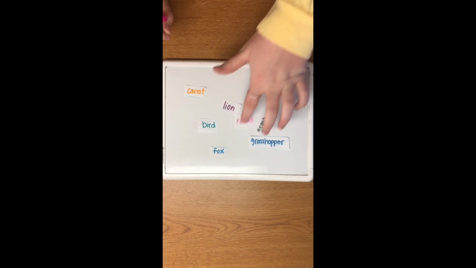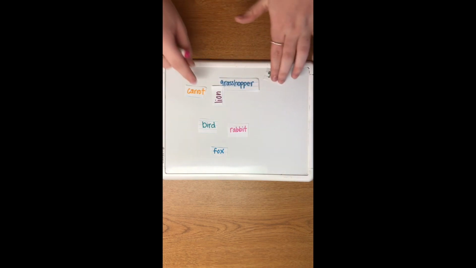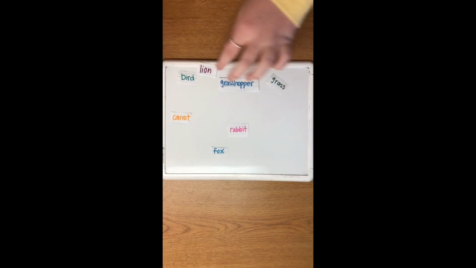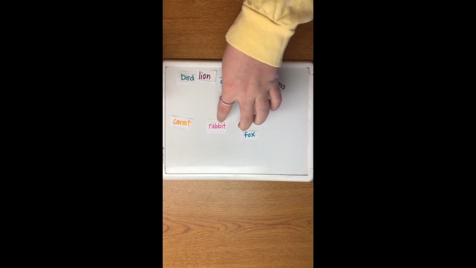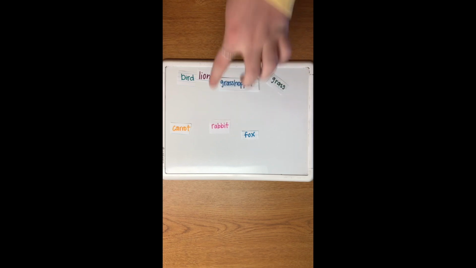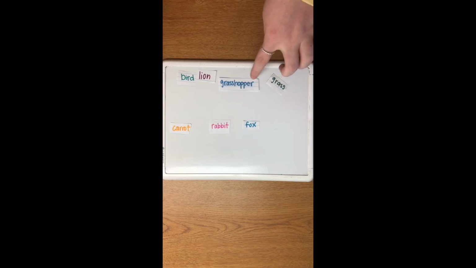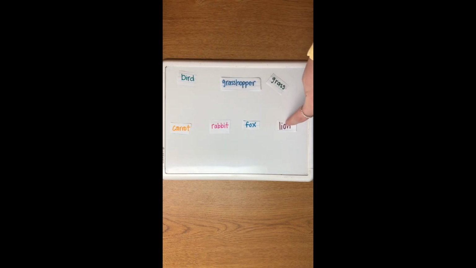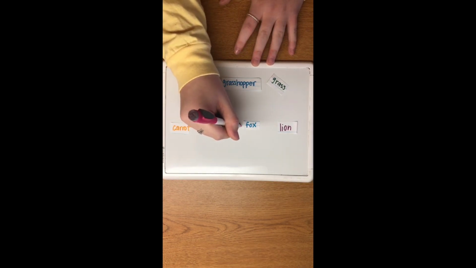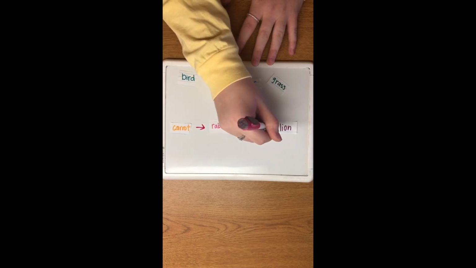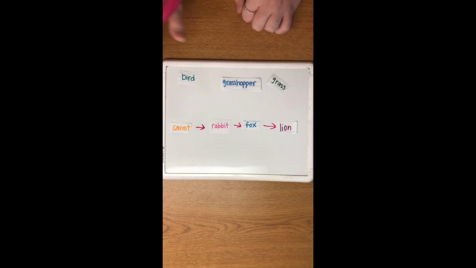So I'm going to pull these words up here because we're not going to use them right now. And then to make my food chain, I'm going to put the carrot first as the producer, the rabbit as the primary consumer, the fox as the secondary consumer, and the lion as the tertiary consumer. And then I'm going to draw in arrows just to show the flow of this path. And as you can see, this is a food chain because there's just one direct pathway that each word follows.